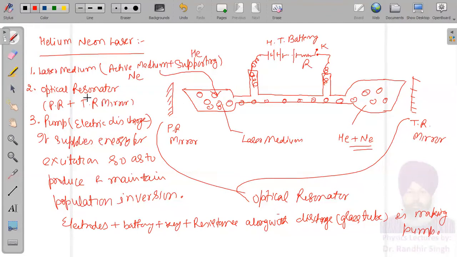So in this diagram, you are clear about what the laser medium is, and amongst the laser medium, which one is active and which one is supporting. The active medium is neon and the supporting medium is helium. I will tell you later on why it is so. Then we have the optical resonator, which contains a partially reflecting and a totally reflecting mirror. Then there is the pump. It contains electrodes, battery, key, and resistance along with the glass discharge tube. So I think everything is clear about the construction of the laser. Let us now go to the next page.